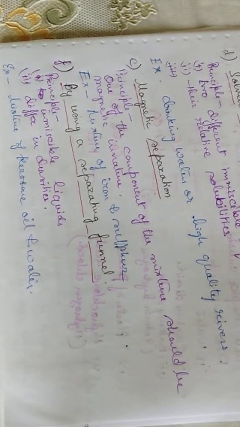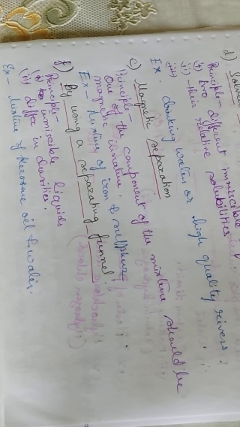Then magnetic separation. The principle is that one of the components of the mixture should be magnetic in nature, that is, attracted by a magnet. The example is a mixture of iron and sulfur. Then by using a separating funnel, the principle is that the mixture should be of immiscible liquids which differ in their densities. The example of this process is a mixture of kerosene oil and water.